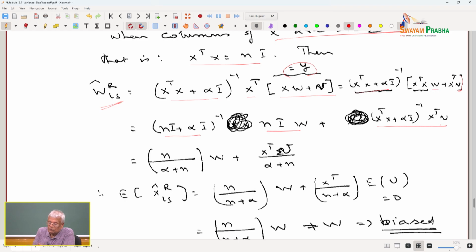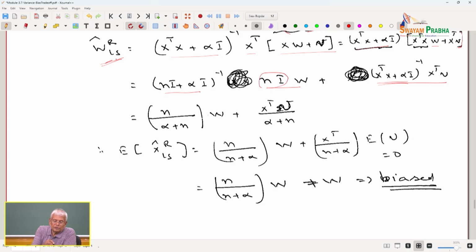This term, when you simplify nI combined with this, becomes n over (alpha plus n) times w, plus x transpose v divided by (alpha plus n). Please understand, this term reduces to nI over (nI plus alpha I), and the noise term is x transpose v divided by alpha plus n. This is an interesting derivation.